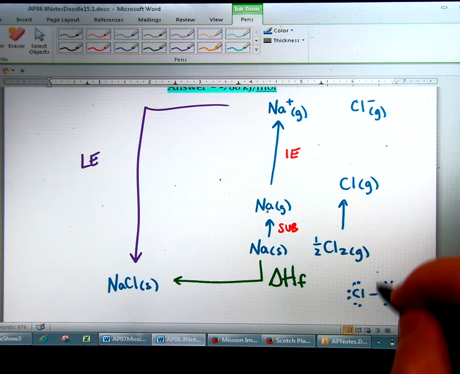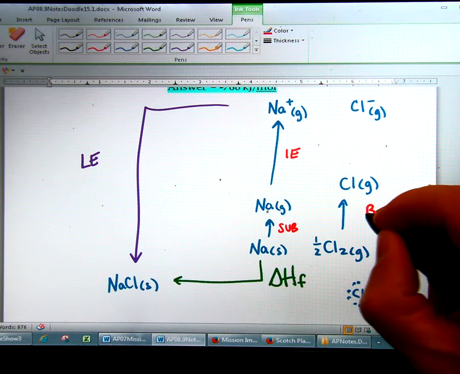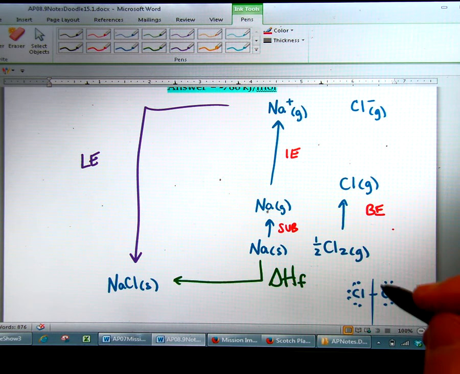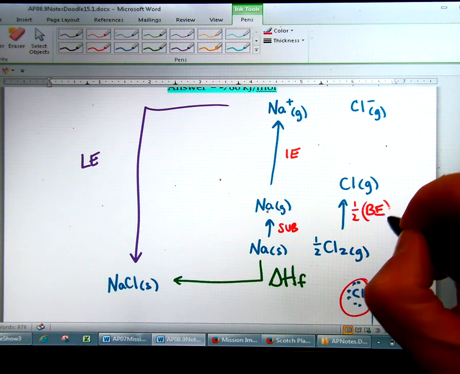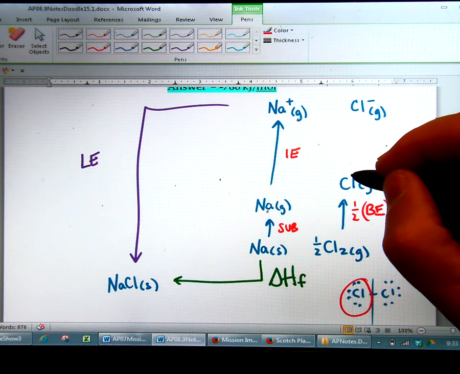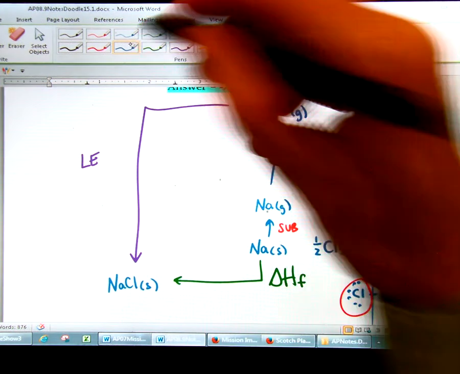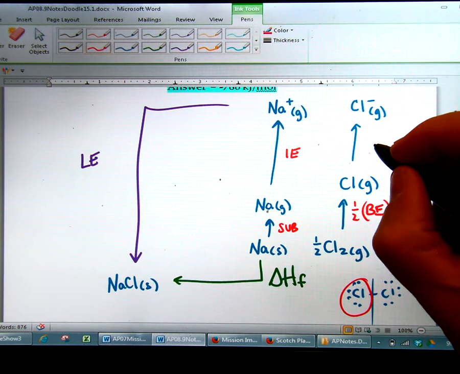They're attached, and you have to just break that bond. So that's called bond energy. But because we only need one of these Cl's, technically we only have to pay for half the package. So we actually only need half the bond energy for this. And then we're going to have to make the Cl gain an electron to become Cl-, and that, as we know, is called the electron affinity.